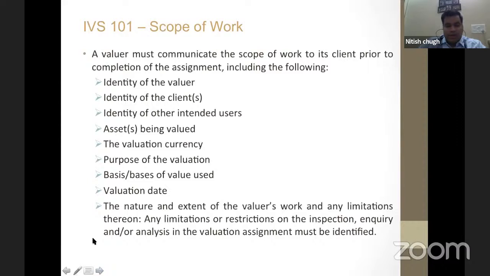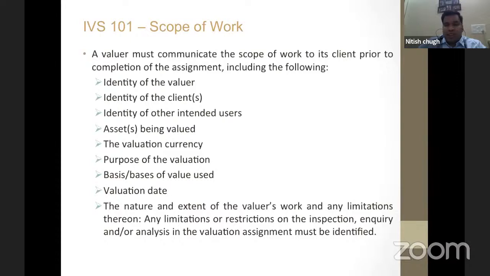Then the nature and extent of the valuer's work and any limitations thereon. What is the work of the valuer? How is it going to value the same, and if there is any limitation imposed by the management, the same needs to be mentioned in the scope as well. Any limitation or restriction on the inspection, inquiry, or analysis in the valuation assignment must be identified. So if there is any limitation imposed by the management, the same may be communicated to them. It may be required to limit the valuer from going beyond a particular point, but whatever is there, it has to be mentioned in the scope of work.